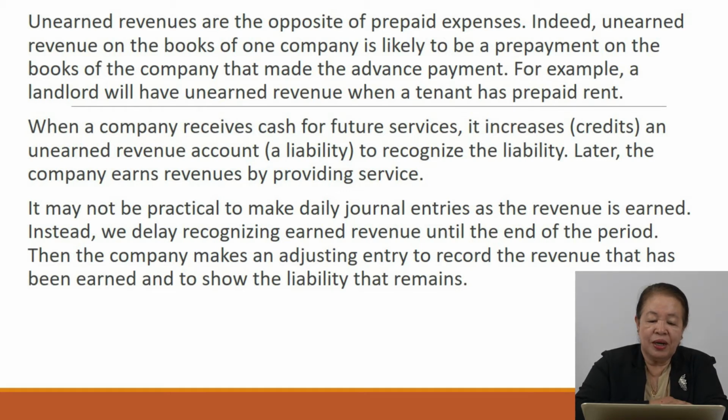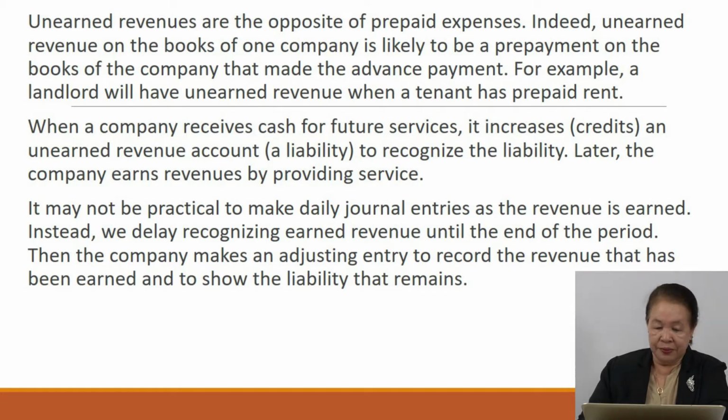So, halimbawa yung company receive cash pero in the future mo pa ibibigay yung services. So, advance payment niya. So, ano nangyayari? It increases the credits na unearned revenue account, which is a liability. And the company earns revenue by providing the services pagka nag-provide na siya ng ganong klaseng services, no?